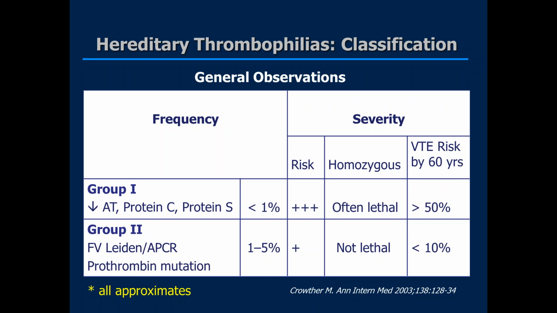The gain of function abnormalities like the prothrombin gene mutation and the factor V Leiden mutation are more common, being present in 1 to 5% of the population in their heterozygous state, but fortunately they're rather weak risk factors for venous thromboembolism. They're not lethal in the homozygous state, and for those who are heterozygous, the likelihood of developing venous thromboembolism by age 60 years is less than 10%. So most individuals who are heterozygous for the factor V Leiden or prothrombin gene mutation will never develop a venous thromboembolic complication.